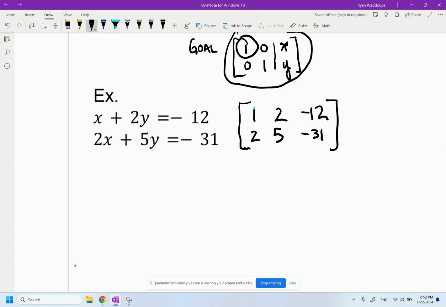I'm going to take this first row and make it the opposite of that 2, so that when I add it, it'll eliminate that 2, making a 0. And I would do that by multiplying 1 by negative 2. And to keep track of what we're doing, I want you to label this. So this is negative 2 times row 1, the top one, and this is row 2. So we're going to take negative 2 times row 1 and add it to row 2.